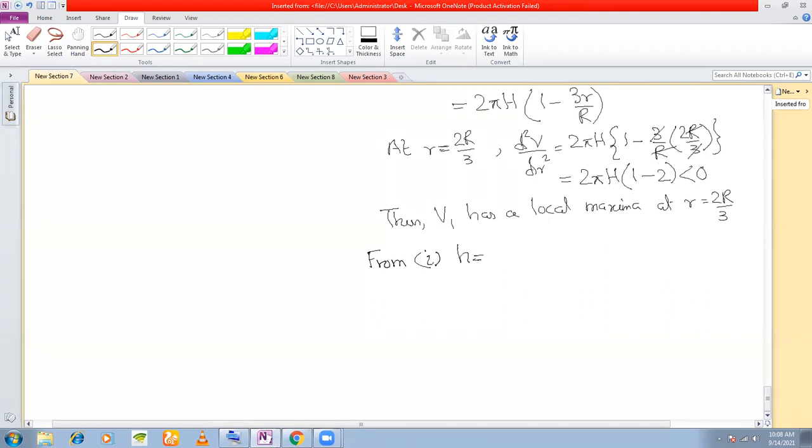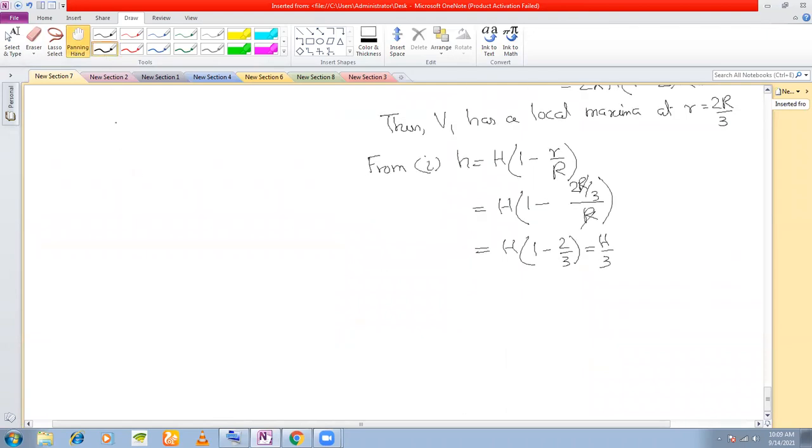So from 1, h is equal to H into 1 minus r/R. This was 1. So now put the values, which is equal to capital H into 1 minus the value of r here, which is 2R/3, divided by R. So now this R and this R get cancelled. You simply get H into 1 minus 2/3, which is equal to H/3. Right? So we have found a relation between the heights.